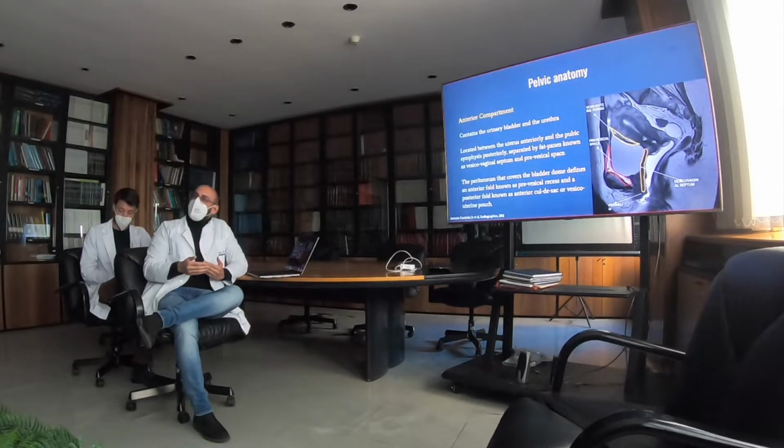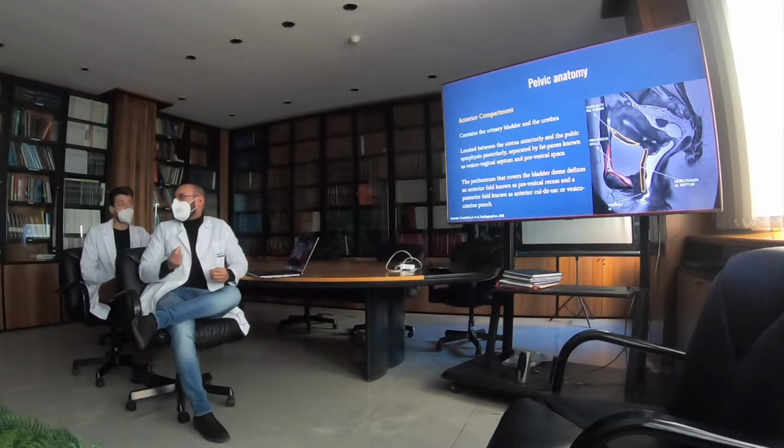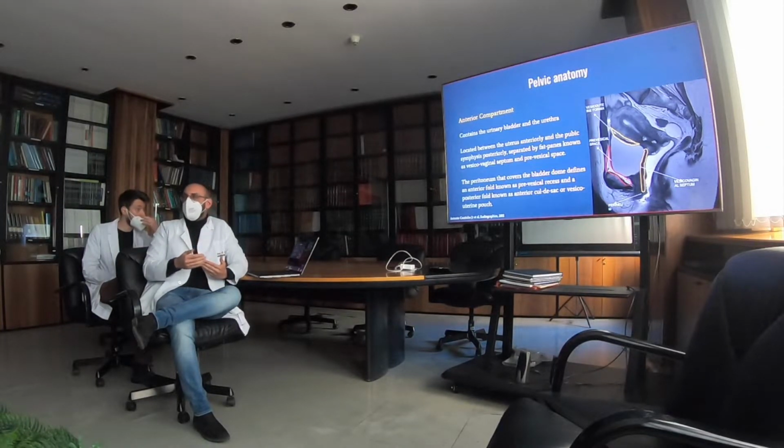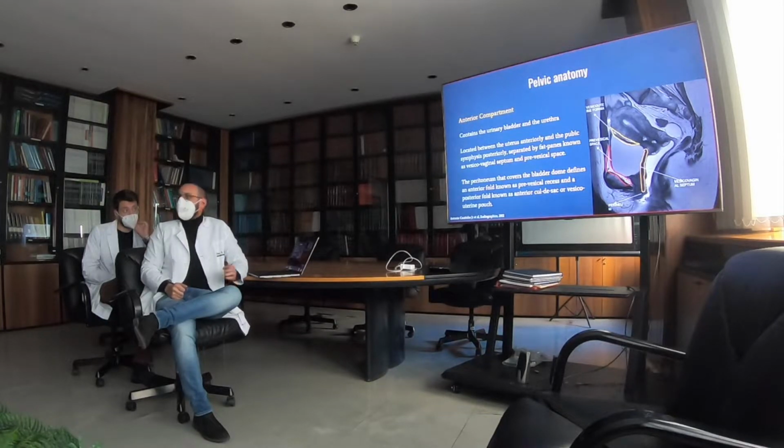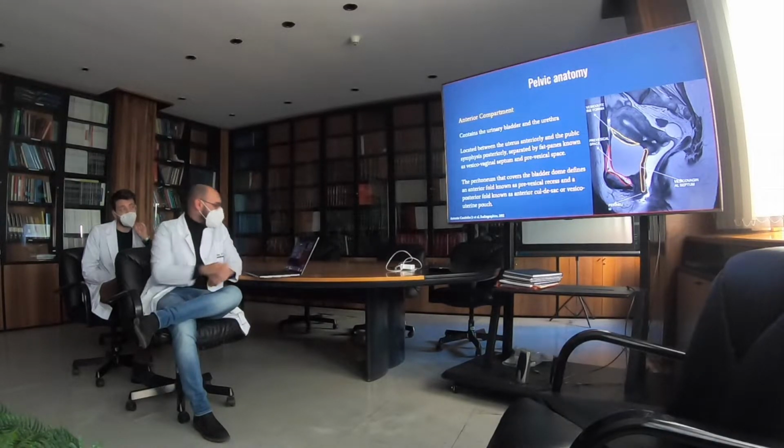Anteriorly of the bladder, we have the prevesical space, which is an extraperitoneal adipose partition which separates anteriorly the bladder from the posterior aspect of the pubic symphysis. Posteriorly, the bladder and the urethra are separated from the vagina by the fibroadipose partition called the vesicovaginal septum, which is also extraperitoneal. Above, we have the 2 reflections of the peritoneum above the bladder dome, which are anteriorly the prevesical recess and posteriorly the anterior cul-de-sac, or vesicouterine recess.